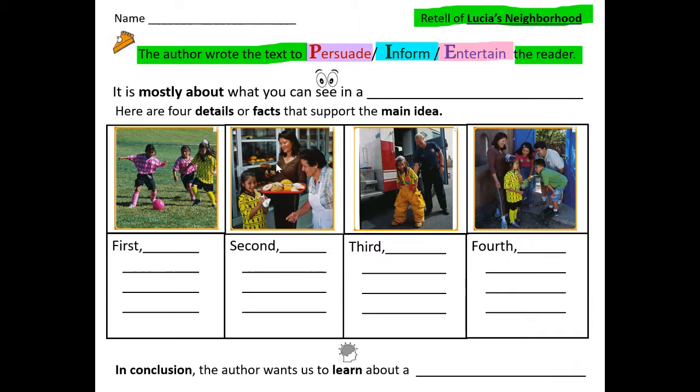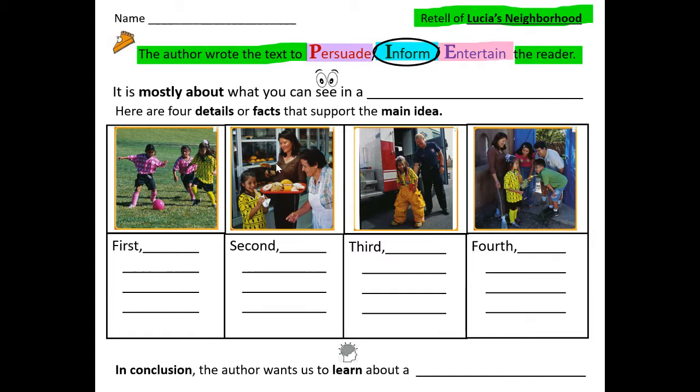So, why did the author write the text, Lucia's Neighborhood? To persuade, inform, or entertain the reader. This is tricky because we were also entertained, but mainly the author wrote the text to inform, give more information about what's in a neighborhood. It wasn't a funny story, but it did kind of tell us a story, but there was no true problem. So it gave us information of what kinds of things are in a neighborhood like Lucia's neighborhood.